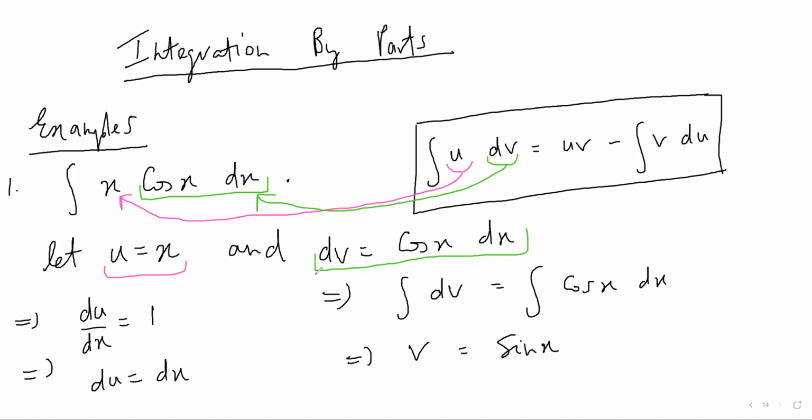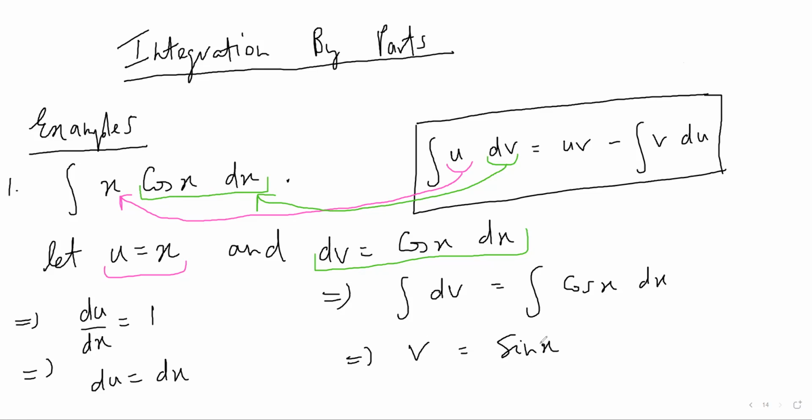To find v, integrate both sides of this expression. You have dv is equal to cos x dx. So integrate the left side, you get the integral of dv, and on the right side you have the integral of cos x dx. On the left side, the integral of 1 dv gives you v, which is this over here. On the right-hand side, you integrate cos x dx. The integral of cos x dx is sine x, because if you differentiate sine x, you get cos x.